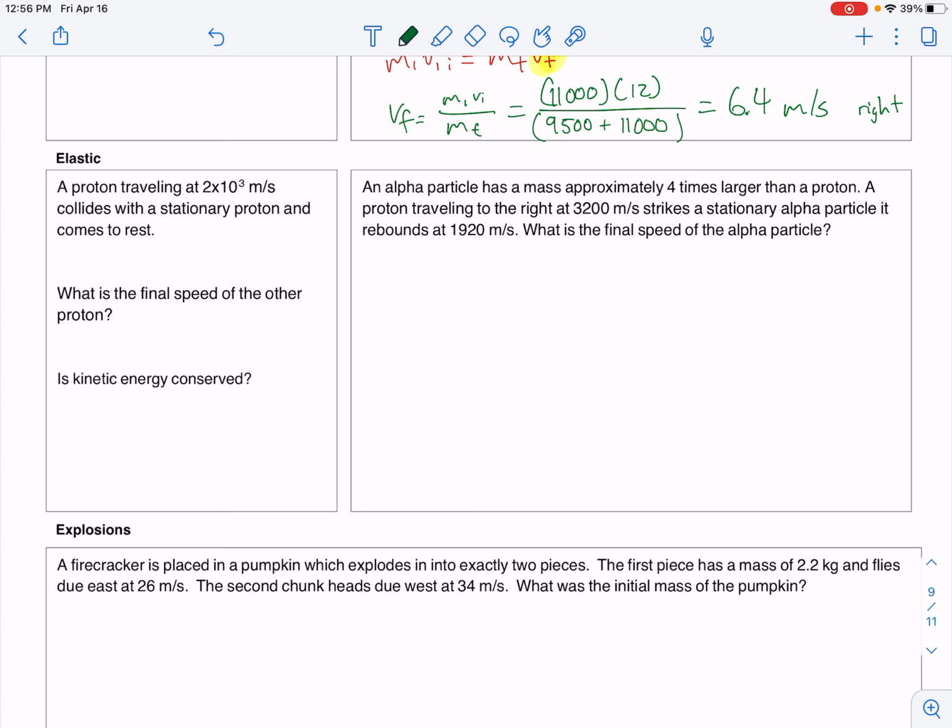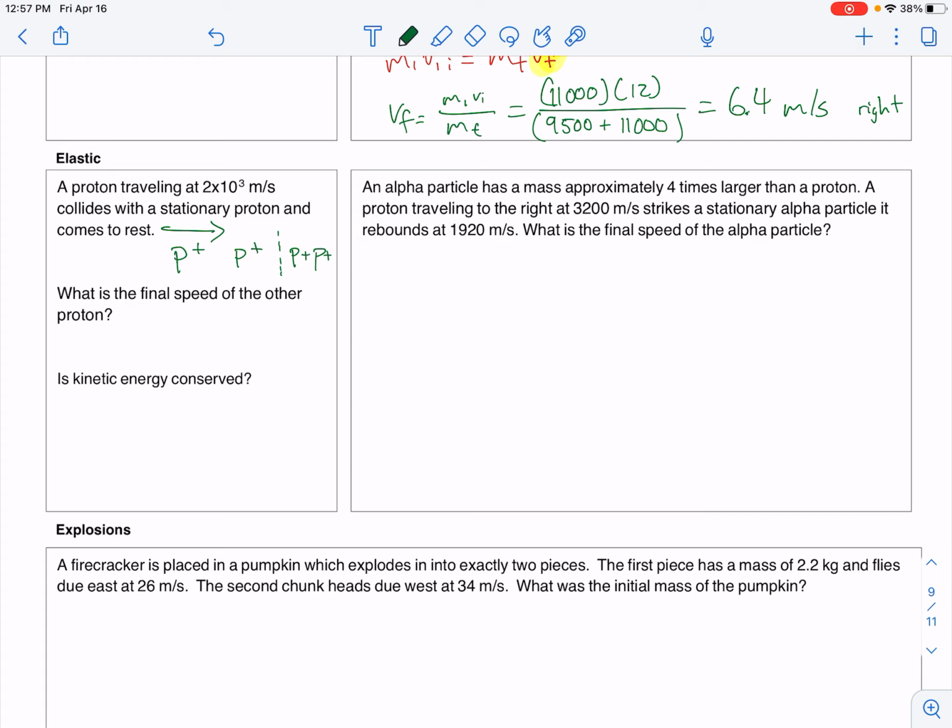Okay, elastic collision. Talking about a proton, right? Because again, all these physics concepts generally work on the atomic scale as well. So we have two protons, one stationary, one moving with a velocity of 2 times 10 to the third meters per second. Protons are all positive. So, what's the final speed of the other proton?